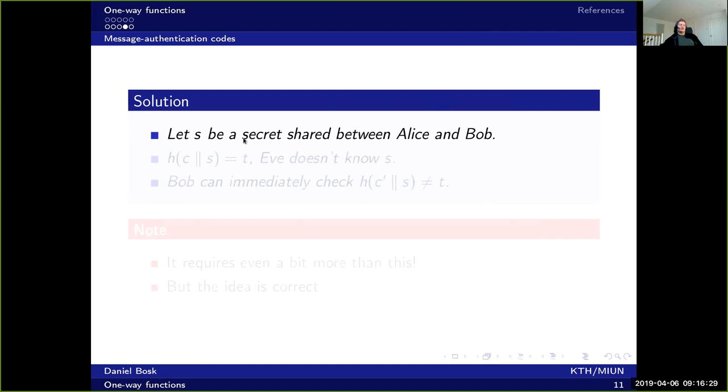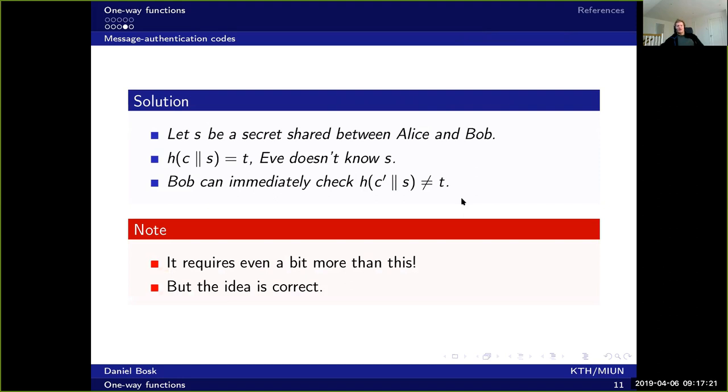So the solution would be that we have a secret S which is shared between Alice and Bob, and then we simply take the hash of the ciphertext together with the secret to generate a tag T. Now Eve doesn't know S, which means it's impossible for Eve to compute this hash, this tag. But Bob, on the other hand, knows this secret, and he gets this ciphertext C prime, so he can just put these two together into the hash function and check whether the tag is correct or not. So he could immediately detect that Eve has modified the message.